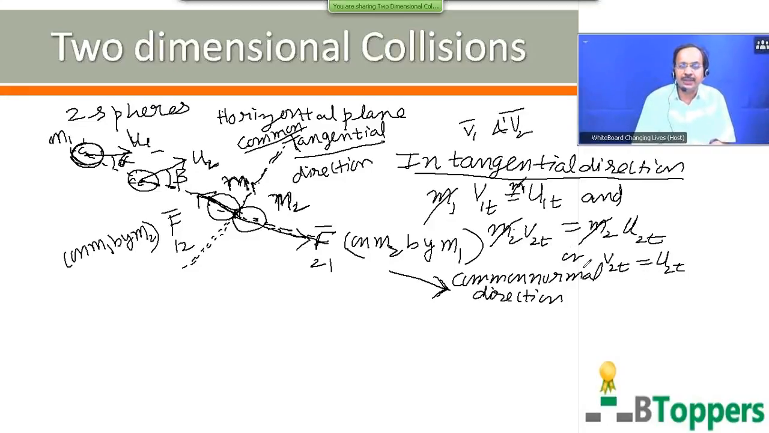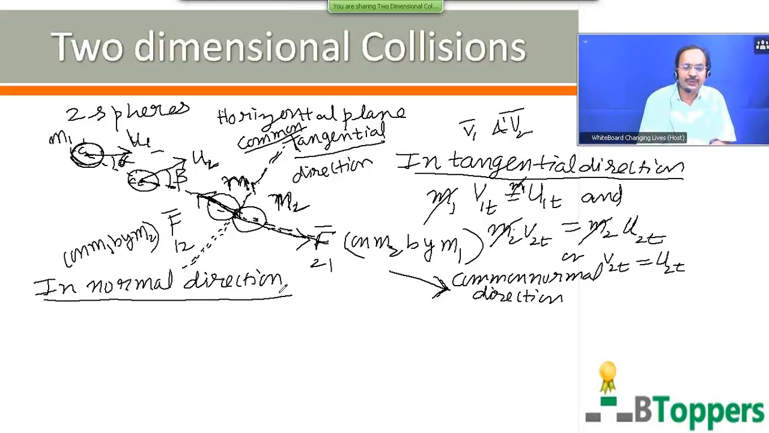That means the component of velocity of each sphere in the tangential direction just after collision will be the same as the component of velocity of the sphere in the tangential direction just before collision. So in the normal direction, we can write the equations similar to a one-dimensional collision. That means you can consider the components of velocities along the normal direction, and you can write the equations for momentum and equation of restitution in the same manner as you write for a one-dimensional collision.